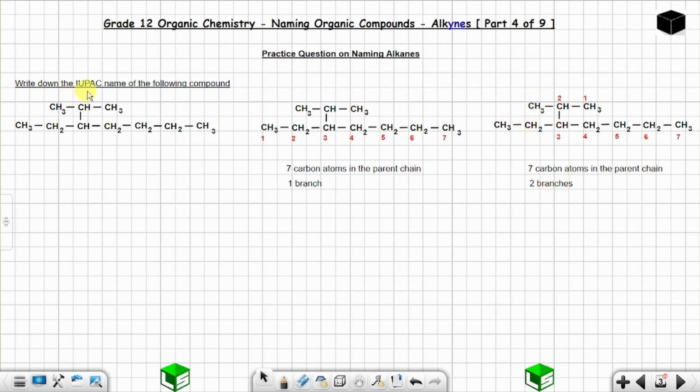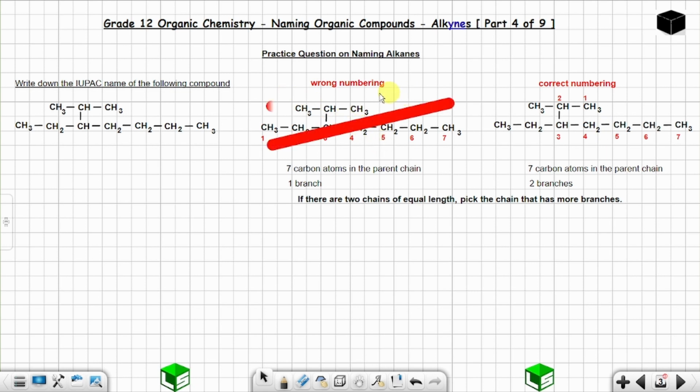According to the IUPAC, if there are 2 chains of equal length, pick the chain that has more branches. You're going to pick this one because in this one you have 2 branches, but in this one you have 1 branch. So this is wrong numbering and this is the correct numbering. You have to do this because with this you have more branches. We are going to choose this numbering.